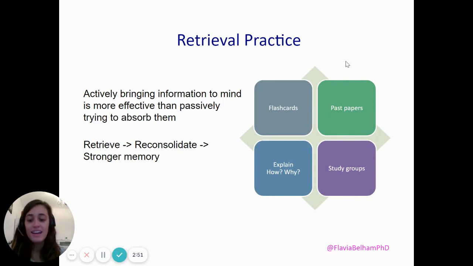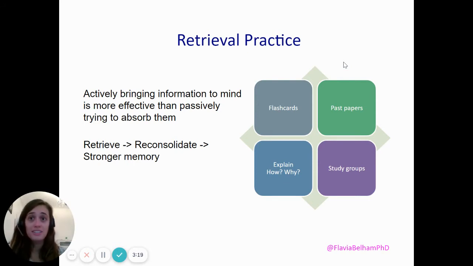So what is it? Answering questions, solving problems, doing the math, doing the calculations. They can use flashcards, like it's on the screen. Flashcards are a good way. You read the question, you try to solve it, you try to remember the answer, and then you flip just to make sure you are correct. You get past papers, so if you download papers from previous exams, the students can try and answer those questions, explain how and why.